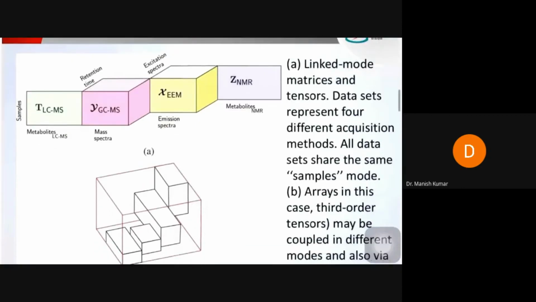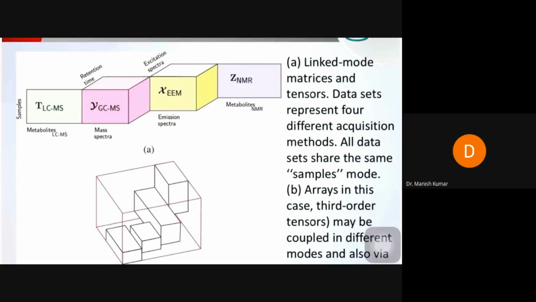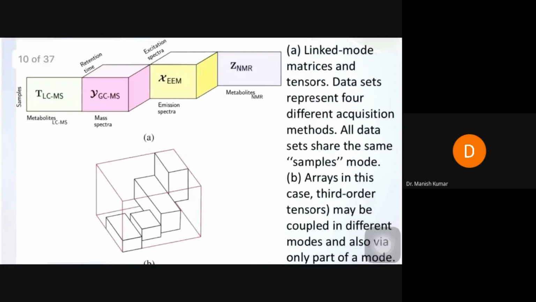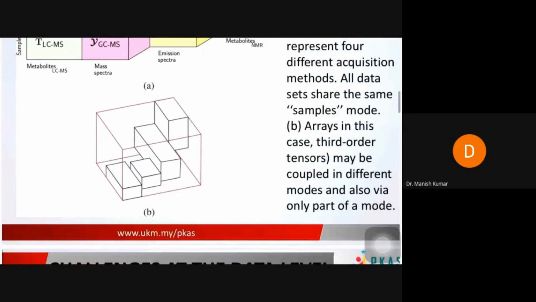If you have a cube here and you see that many different cubes or rectangles or different types of sets come in, like we have the metabolites, the mass spectra, the emission spectra, and then the metabolites from different modalities come together into a single box, and we say linked-mode matrices and tensors. Data sets represent four different acquisition methods here, and all the data sets share the same samples mode. An array in this case is a third-order tensor, and may be coupled in different modes and also via only one part of a mode.